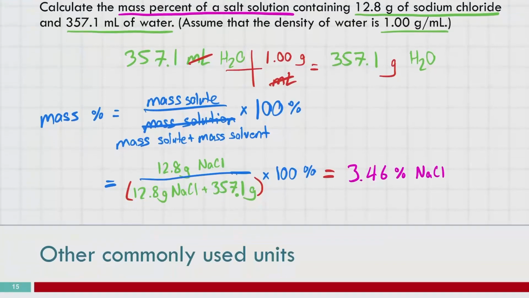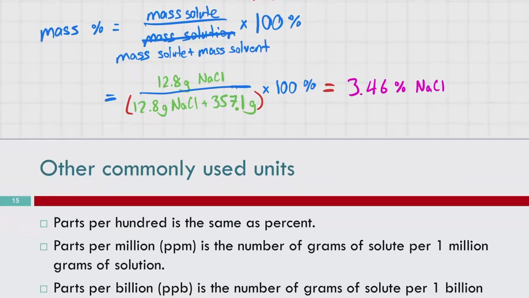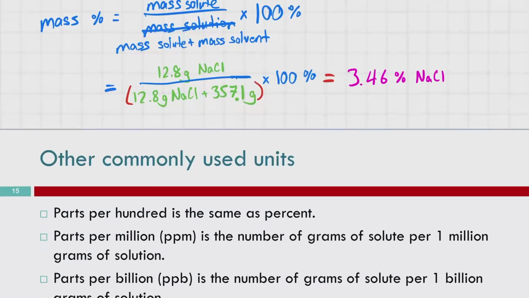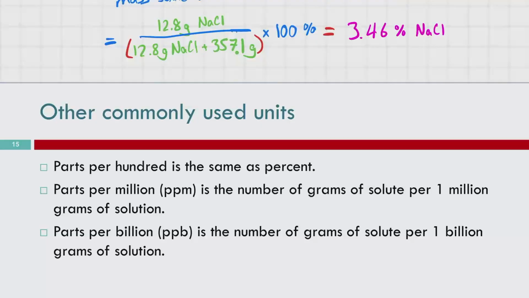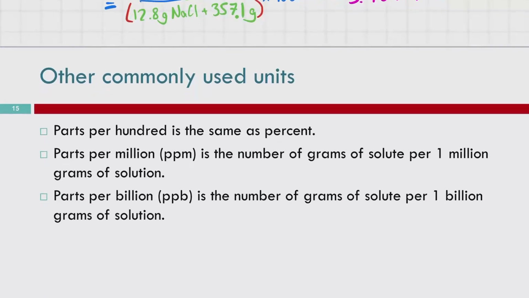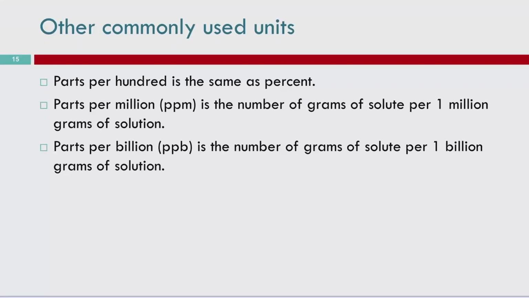Okay, there are also some other commonly used units that you might see if you are for some reason looking at your local county water report, like one does. I've done it many times. Parts per 100. Parts per 100 is the same as percent.